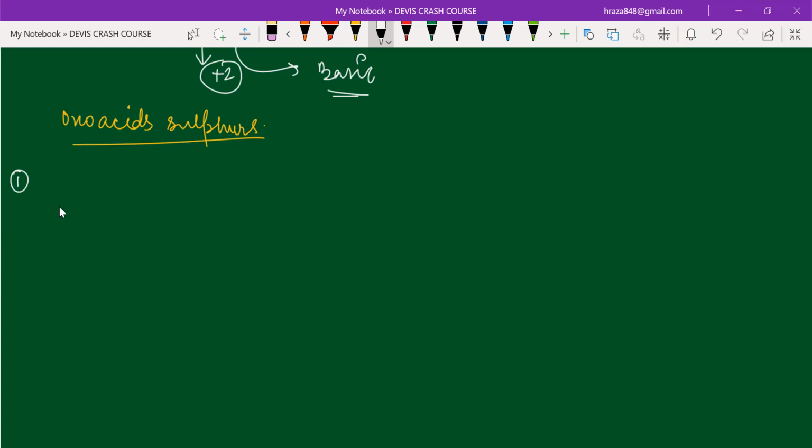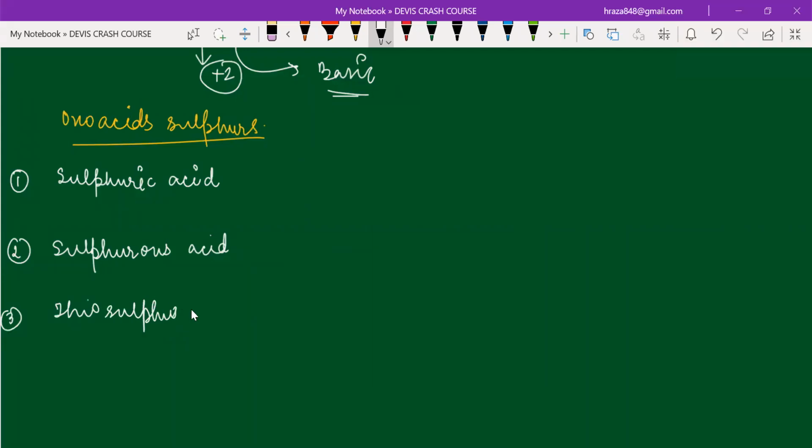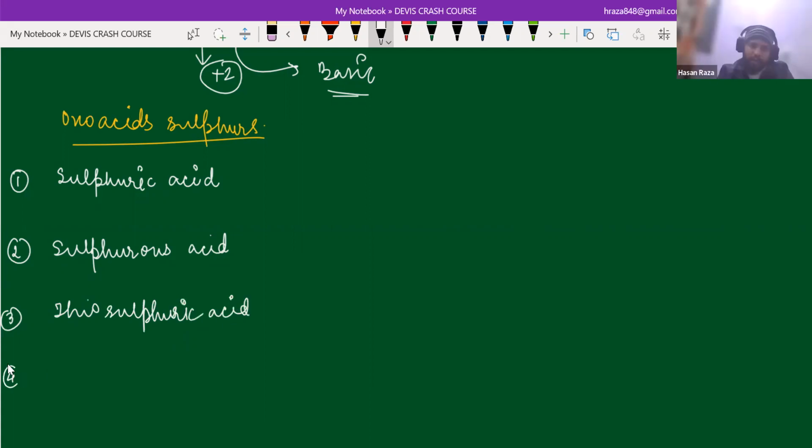No problem. You just need to know the formula because you know how to draw the structure. Sulfuric acid. I'm going to write all the oxo acids. Sulfurous acid, and then comes thiosulfuric acid. You are going to make short notes of this. I think you will get marks from this. At least one or two questions you will be getting.